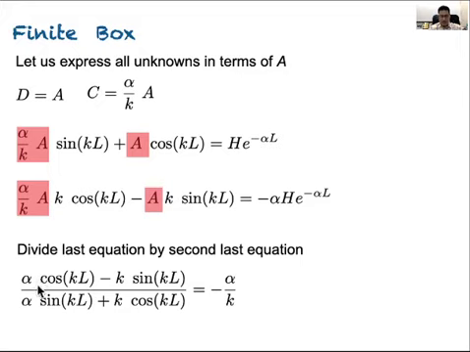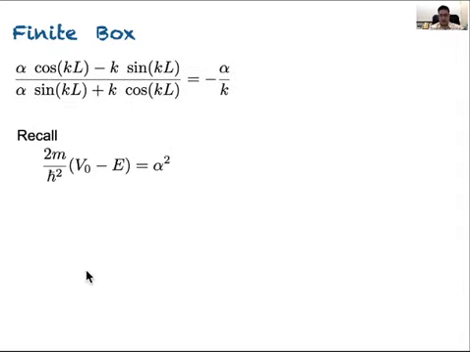And then we have written alpha cosine kl minus k sine kl divided by alpha times sine kl plus k times cosine kl is equal to minus alpha divided by k. That alpha divided by k, you can see it. So now this equation is only having k and alpha. These are the two variables that we have. So this is what we have seen.